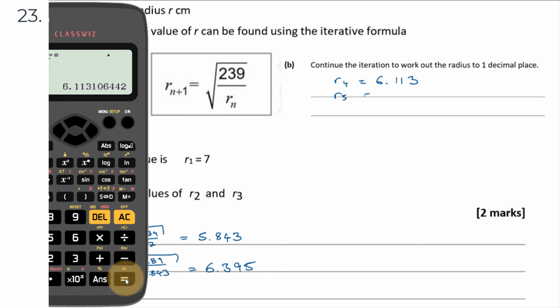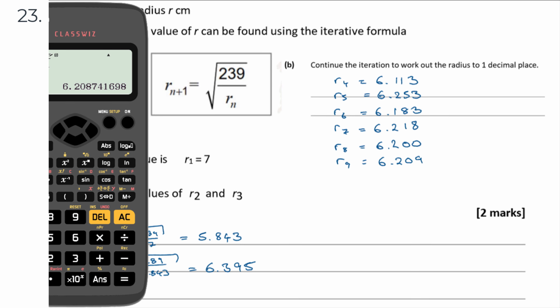So then the next one, R5, is equal to 6.253, and then R6 equals 6.183. Still jumping around a little bit, so wait until it settles down. R7 equals 6.218. Still bibbling between 1 and 2. Next one, R8 equals 6.200. R9 equals 6.209. And R10 is equal to 6.204. It seems to have settled now, doesn't it? So the last digit is still kind of resolving itself.